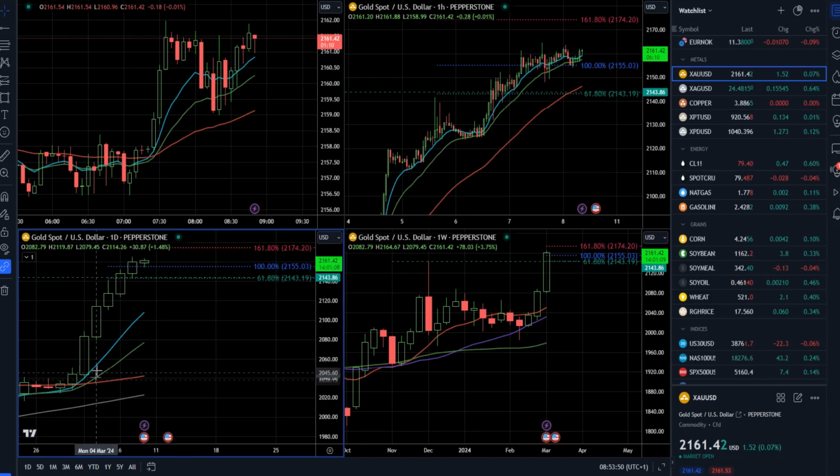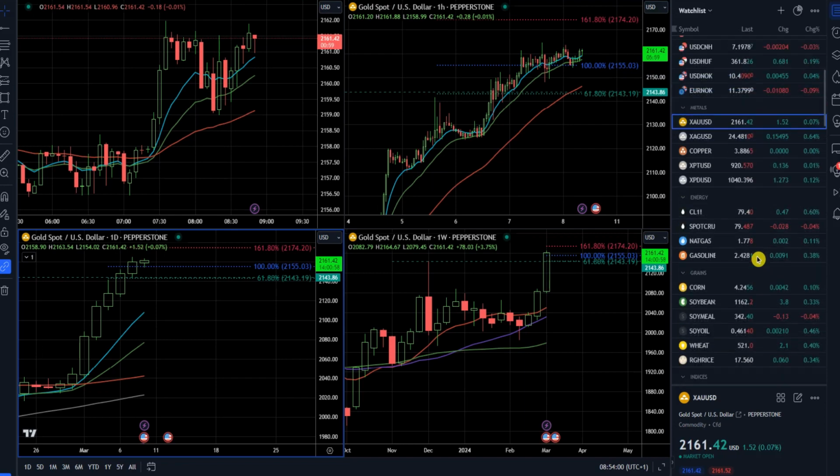Again, already 6 days up, but still no major sign of weakness on the gold, which can be a sign of relative strength on the gold market.